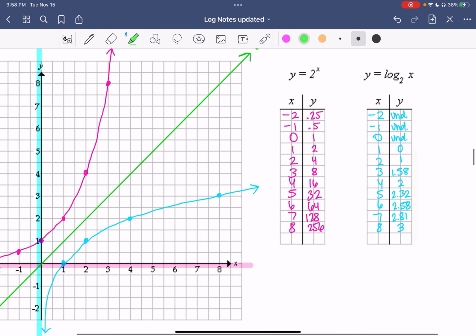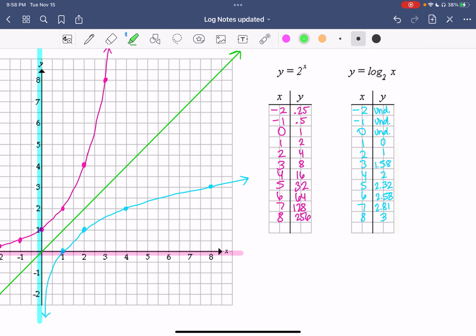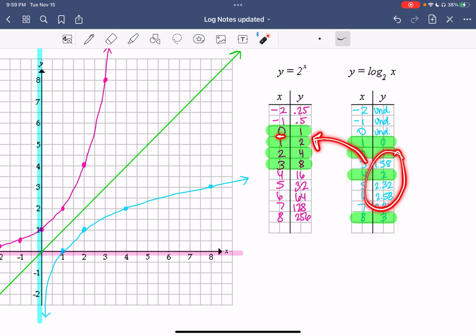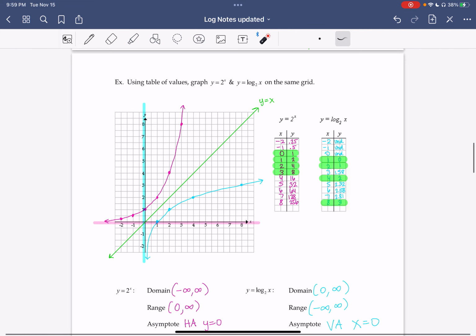numerically on the table, remember that for inverses, your x and y values switch. So for example, I have the coordinate point 0, 1, and on this side I have 1, 0. So the x and y values switched. 1, 2 becomes 2, 1. 2, 4 became 4, 2. And 3, 8 became 8, 3. So I know there are a lot of decimals in there. These decimals are also in here. They're just not whole numbers for the x values, but we can find them in there. So they will also exist on the other graph.